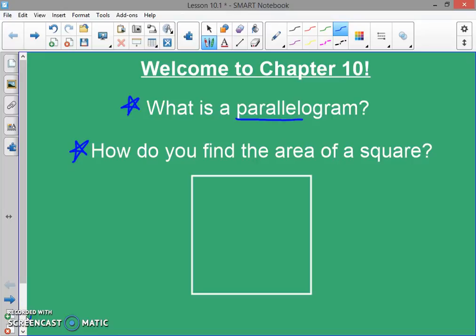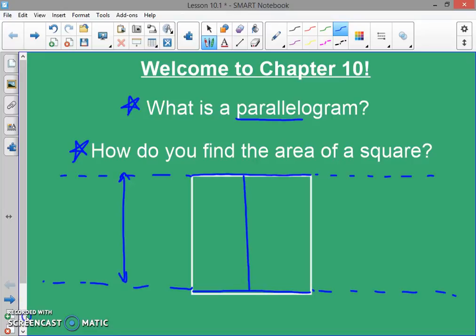For instance, this square has one set of parallel sides, the top and bottom, and what that means is they will never meet. So if you extended these sides out, they will never meet. That's what makes them parallel. They will always be the same distance apart, regardless. They will never cross. Okay, so that's what makes those parallel.